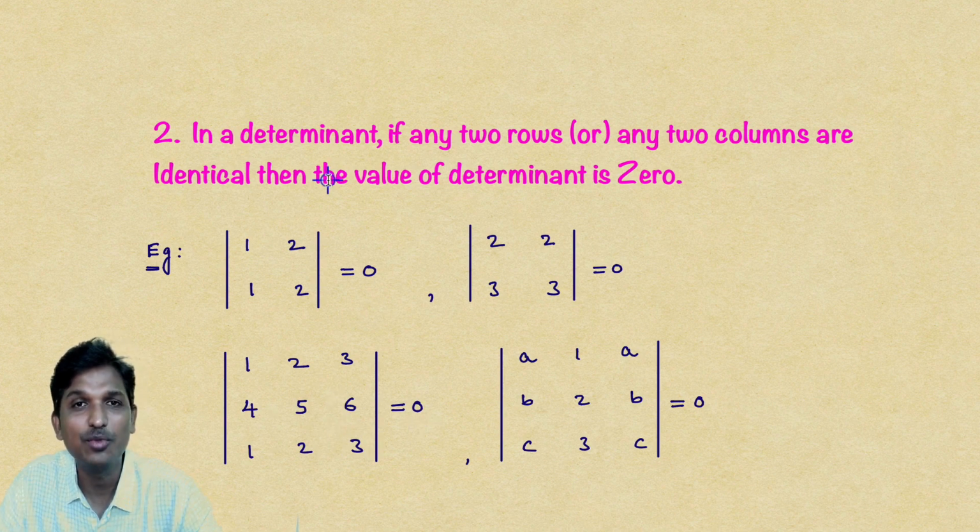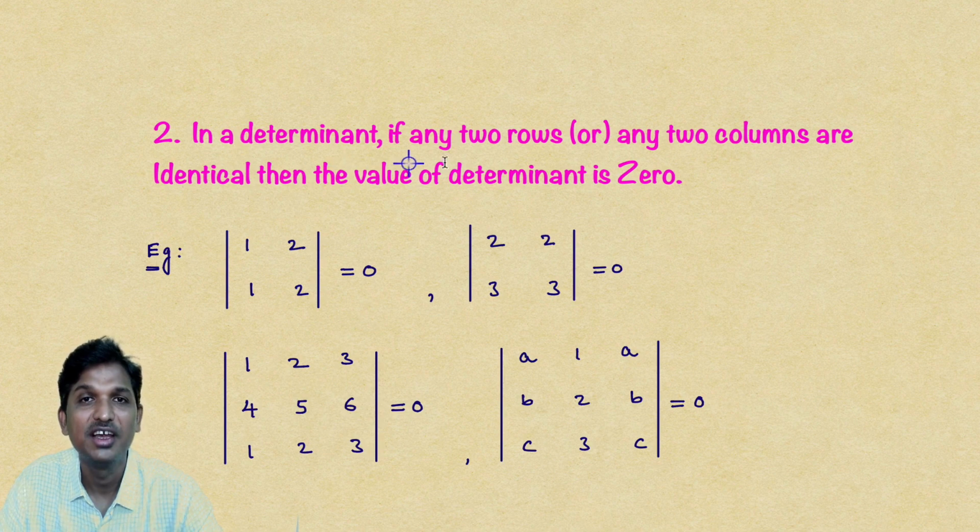So what does the second property say? In a determinant, if any two rows or any two columns are identical, then the value of the determinant is 0. I hope you are understanding. You observe this example. Can you tell which two rows or which two columns are identical in this? Yes, first column A, B, C. Very good. Now you observe this third column A, B, C. First column, third column identical.